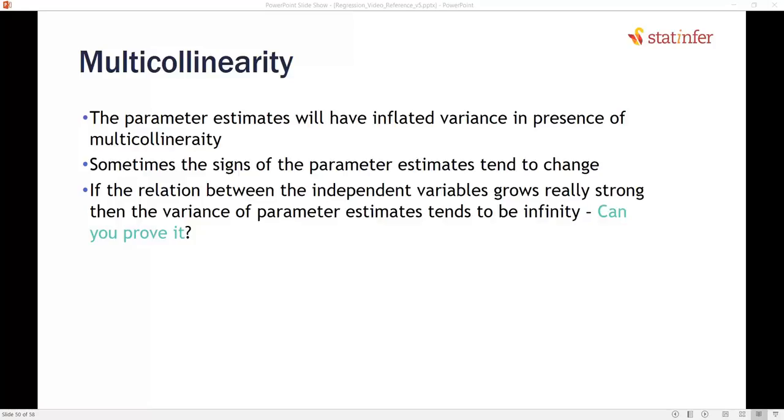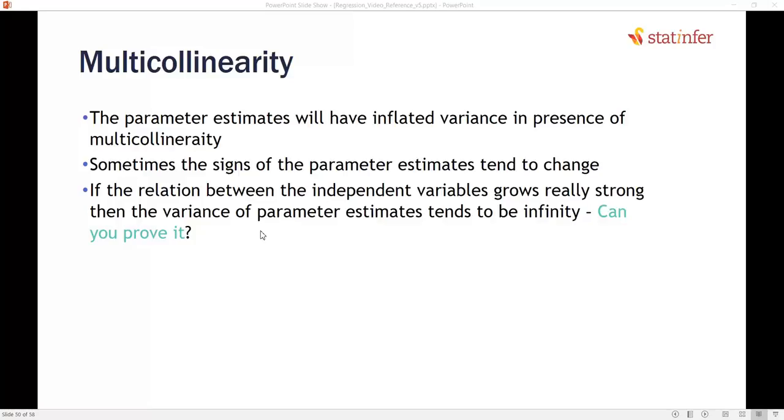That is nothing but the way the coefficients can be anything. They can be 20 now, later on minus 20 or minus 30. With small changes in the data, the multicollinearity will cause a lot of changes in the coefficients. Sometimes signs of the parameter estimates also tend to change. That's what we have observed. We have seen an inverse relation and counterintuitive inference.